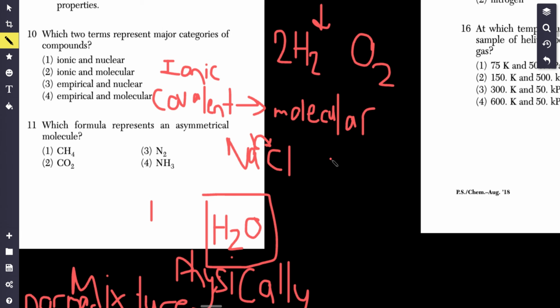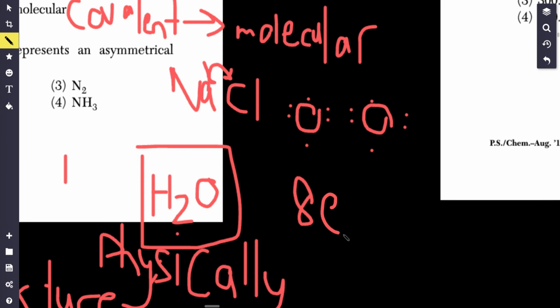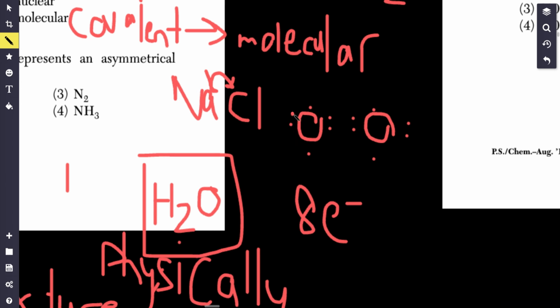A molecular compound is when you have 2 atoms. Let me just draw this. You have 2 atoms, and they both want a full shell, aka they want 8 electrons in the outermost shell. So right over here, notice how oxygen only has 6 electrons in the outermost shell, and so does the other oxygen. So what they do is they share these electrons, meaning that now in this case, oxygen has 1, 2, 3, 4, 5, 6.